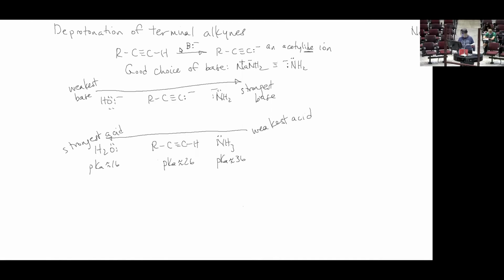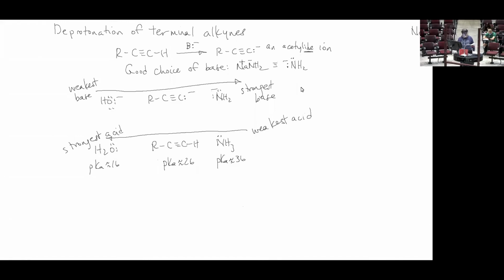One that we'll meet next term, for example, is LDA, which is lithium diisopropylamide, which instead of a sodium salt is a lithium salt. It basically looks just like NH2 minus, except you replace both hydrogens with isopropyl groups. That's another very commonly used strong base, and we'll meet that next term. And there are others as well. There are bases still stronger than this that would also work in this context.